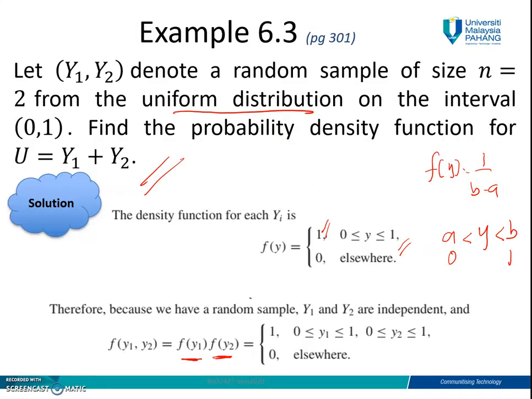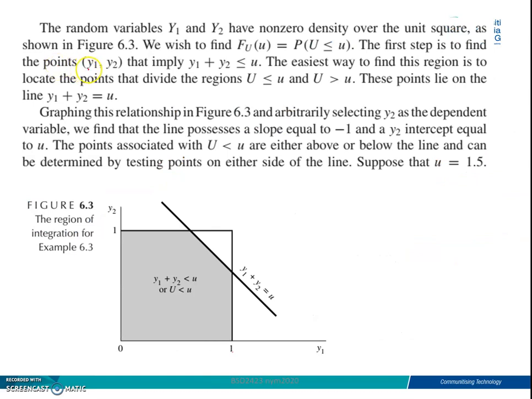The first step is to find the points Y1, Y2 that imply Y1 plus Y2 less than u. The easiest way to find this region is to locate the points that divide the region U less than u and U greater than u. We have this square region, and U equals Y1 plus Y2, so we want to see where the region is above or below u. This point lies on the line Y1 plus Y2 equal to u.